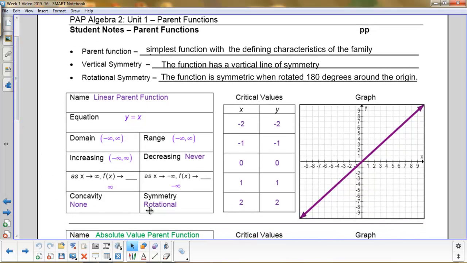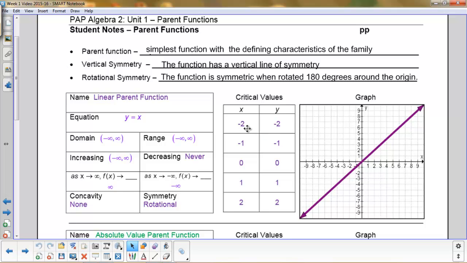Notice here that there's no concavity and only rotational symmetry. We're going to get back into concavity in just a few minutes when we have a couple of examples under our belt. These are some critical values. The critical values are going to play a very critical role in the way that we describe and the way that we graph accurately transformed functions. So please use these to help you as a baseline model for actually drawing your own graph on the graph that has been provided to you.